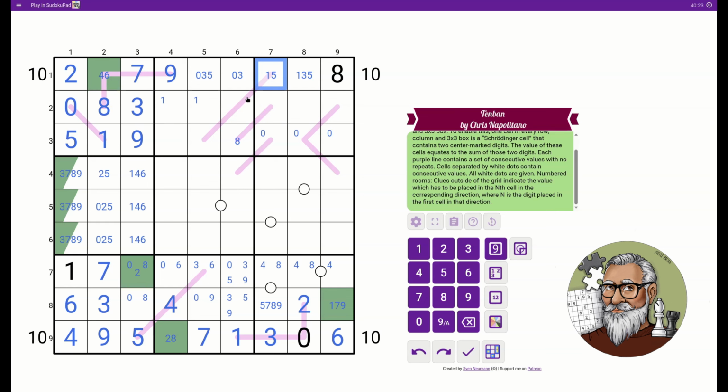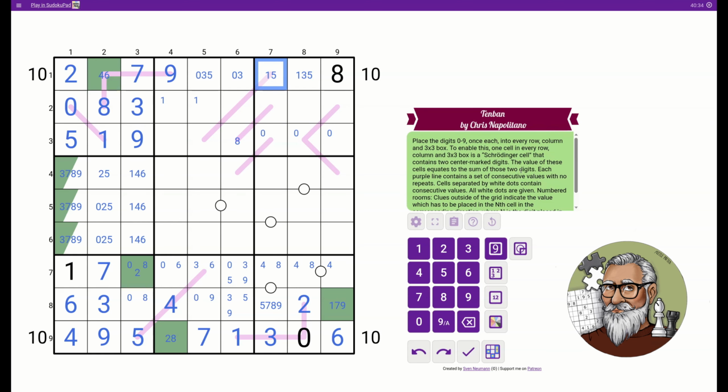Yeah, but 7, can I have... hold on. I need to check the... each purple line contains consecutive values with no repeat, but we can repeat digits. So this is 5. I can have 5, 2 here to have a 7, for instance, right? So 5, 6, yeah. Or 4, 2 to get a 6. So no, I can't eliminate the green from here. That was an exercise in futility. Okay. A sip of tea.